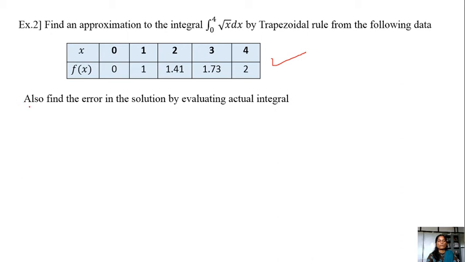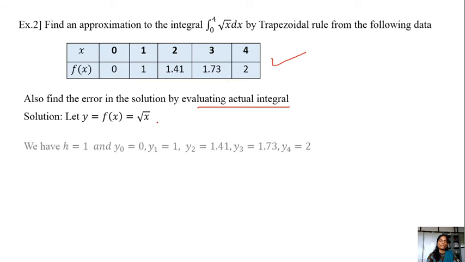One more thing is asked: also find the error in the solution by evaluating the actual integral. So this integral we can evaluate actually, and we will calculate the error in these two solutions. So let y equal to f of x, square root of x.